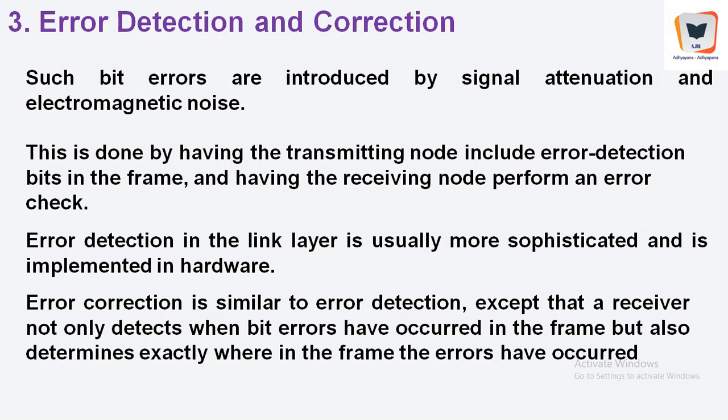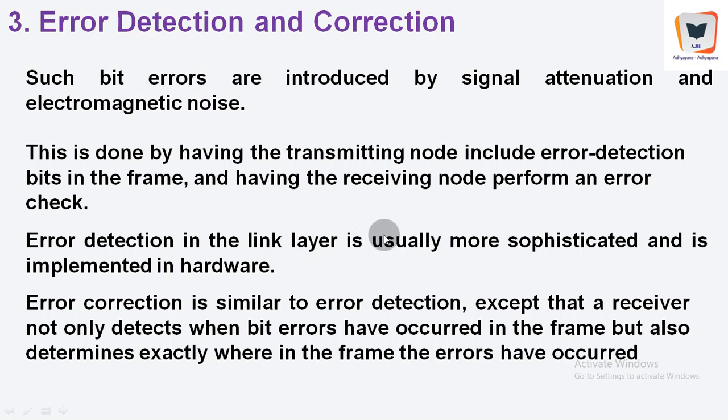The other thing is error detection and error correction. Such bit errors are always introduced by signal attenuation and electromagnetic noise. The correction or detection is done by having the transmitting node include error detection bits in the frame, and we are going to go through it in a detailed fashion as to how the error detection algorithms will generate these bits, and these bits will be used effectively by the receiving node to perform an error check.